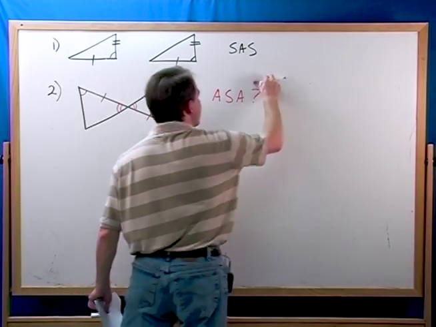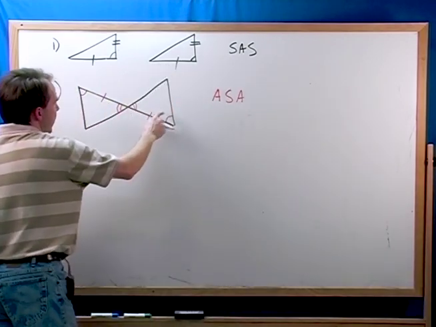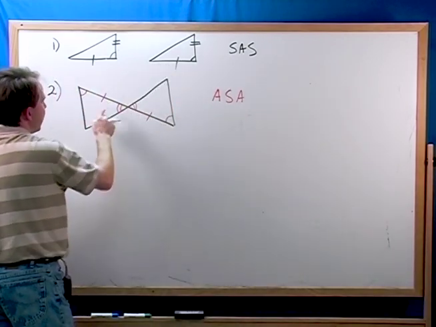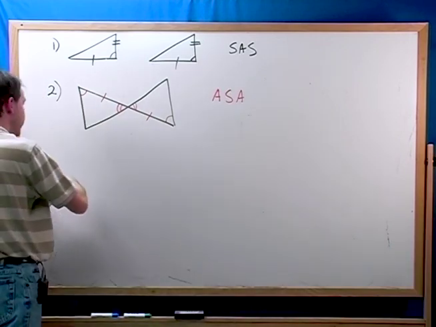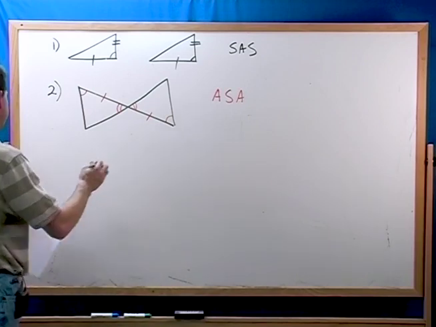So now we can remove the question mark here because now you have angle, side, angle. And those are two triangles with corresponding parts that are congruent, angle, side, angle. So that's the postulate you would use.